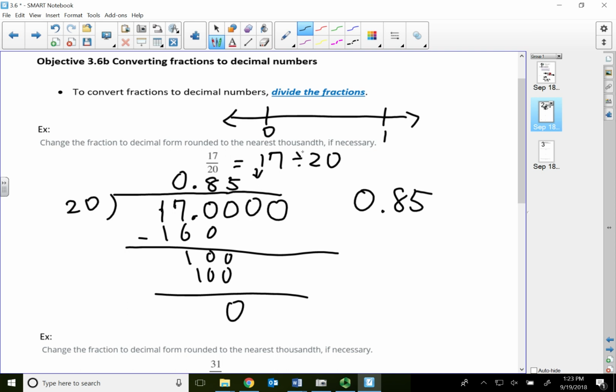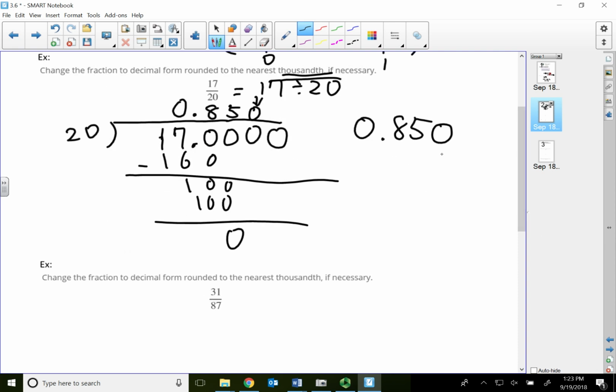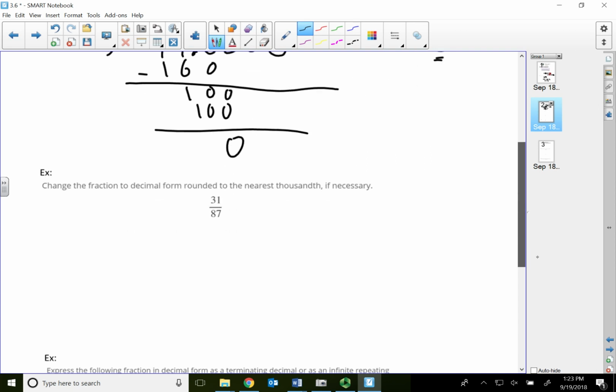But since the problem wants me to round to the nearest thousandth, I have to show the thousandth place. There are really no more digits after the 5 other than 0. So I would simply put a 0 behind the 5 to show that I rounded to my thousandth place. Even though I did not have to round in this problem, I still have to write that down, because I'm afraid the homework might not recognize the answer without the 0 behind the 5.